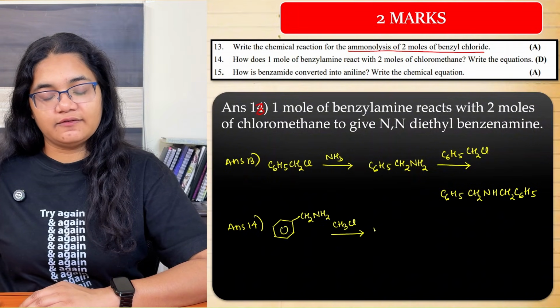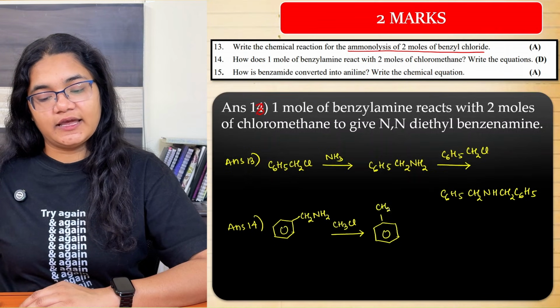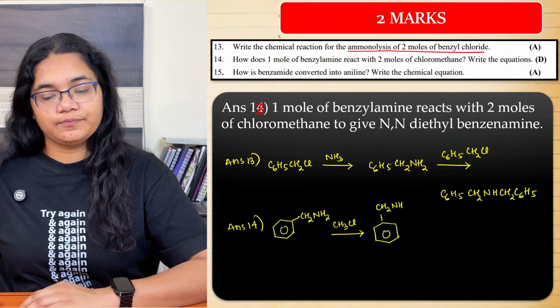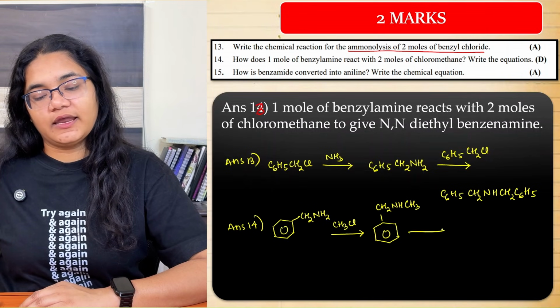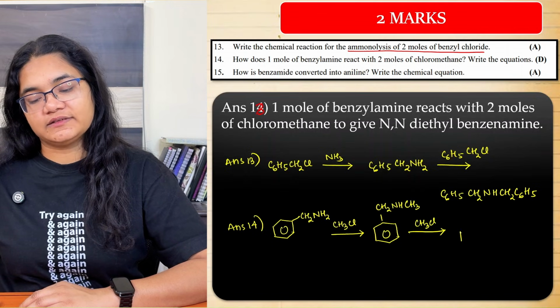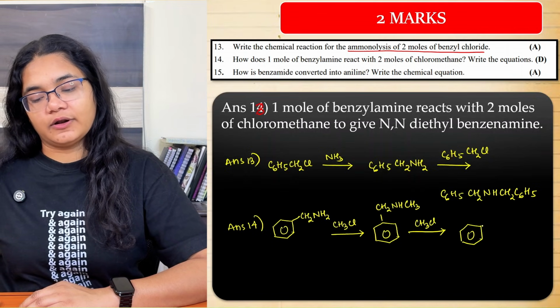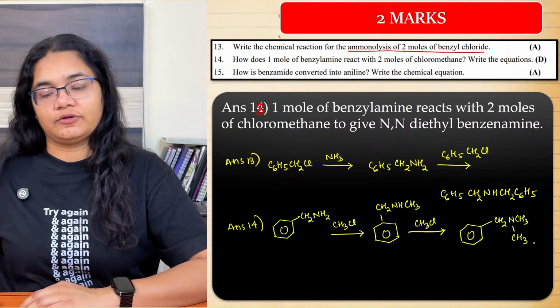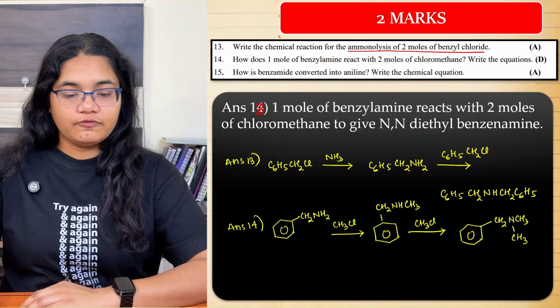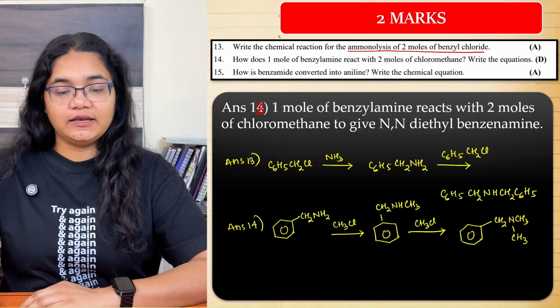Okay, so HCl will be removed from here and you will get a product like this, C6H5CH2NHCH3. One hydrogen is replaced with a CH3 group. Then again, if you treat it with CH3Cl, hydrogen will be replaced again here and you will get a product like this, C6H5CH2N(CH3)CH3. Okay, now moving to question number 15.